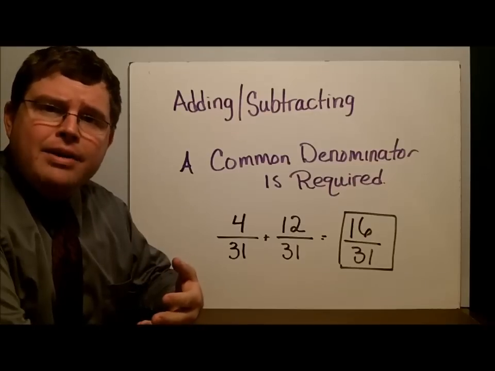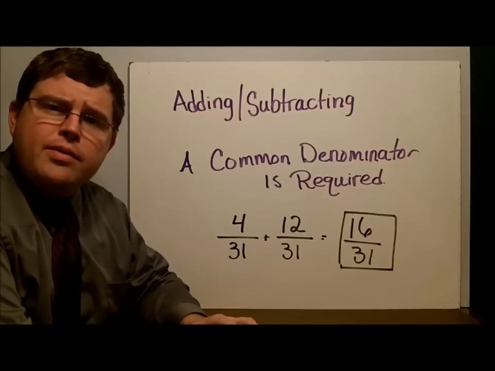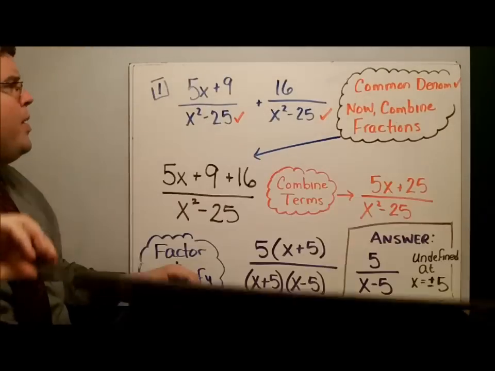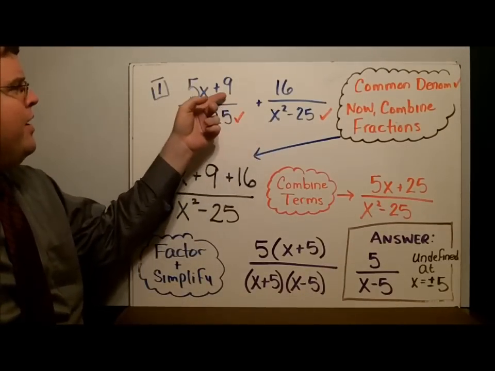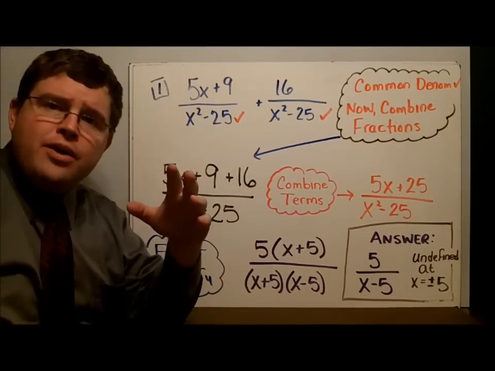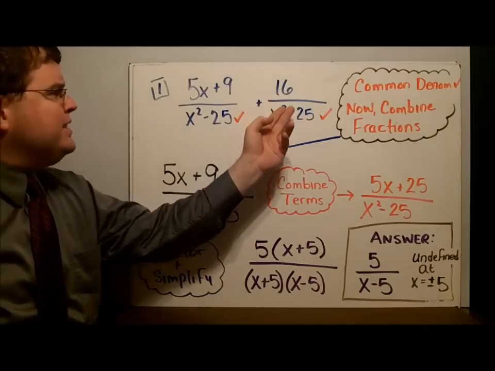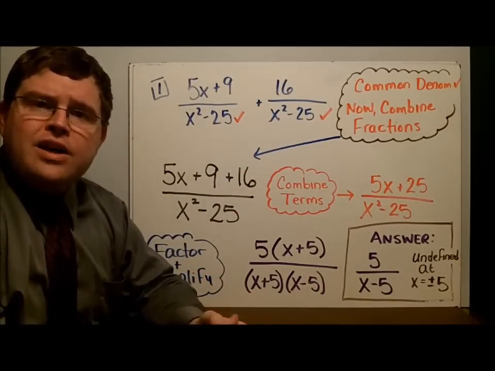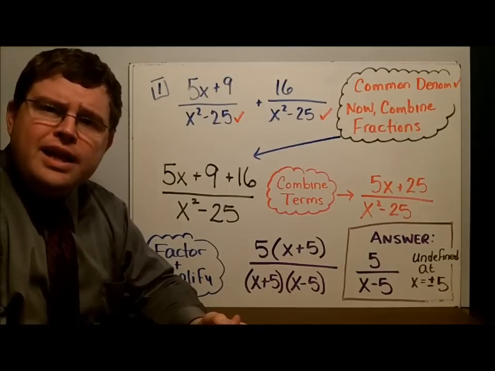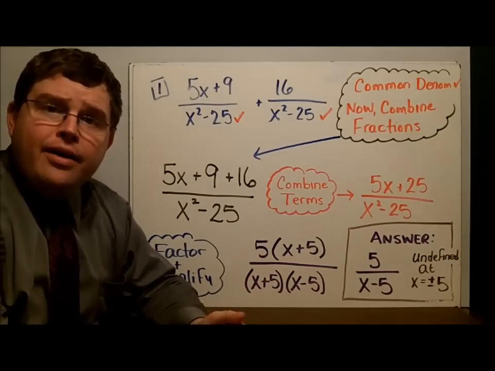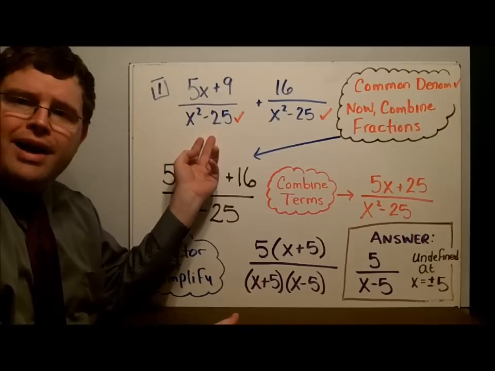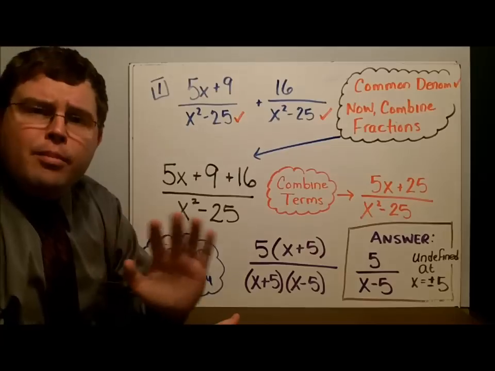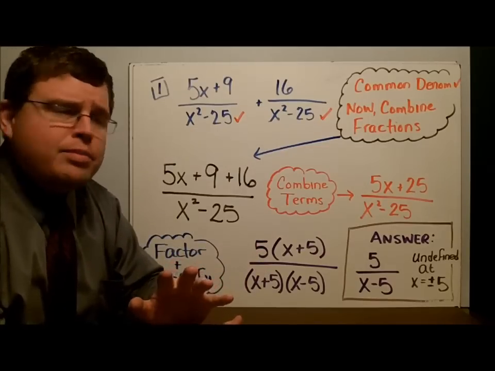The idea of needing common denominators is identical when we're working with rational expressions. Take a look at this. In example 1, we want to add these two fractions together: (5x plus 9) over (x squared minus 25) plus 16 over (x squared minus 25). I saw that we're adding these together, and so the first thing I thought is, oh boy, I better have a common denominator. Well, look at this. x squared minus 25, x squared minus 25. We do have a common denominator. Perfect. Our life has just been made a whole lot simpler.